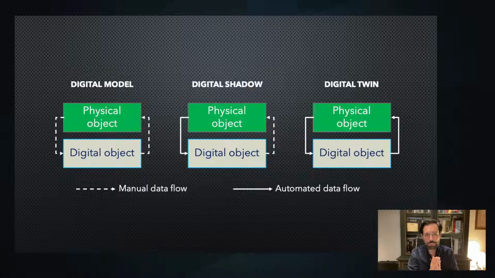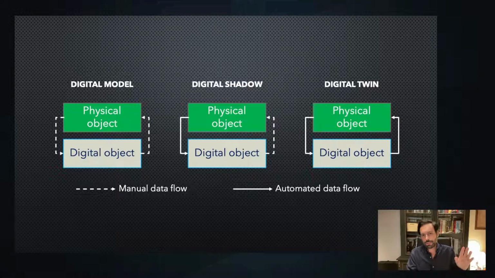But the key point here is that if everything is done manually, so if data goes manually from the physical object to the digital model and vice versa, so normally an engineer designs the 3D model of a car, for example, this is not a digital twin, this is just a 3D model of the car. It has nothing to do with digital twin.